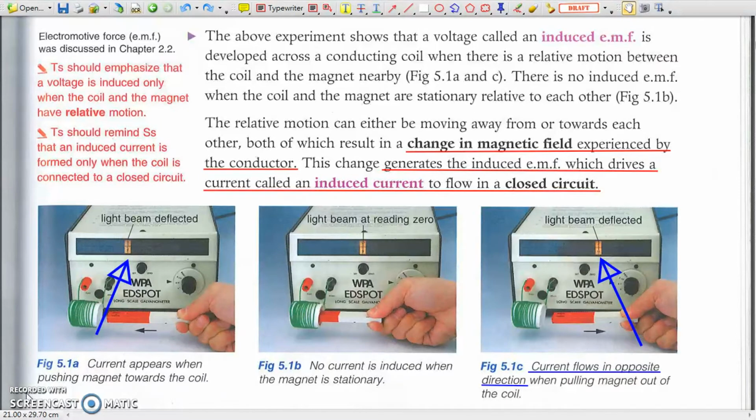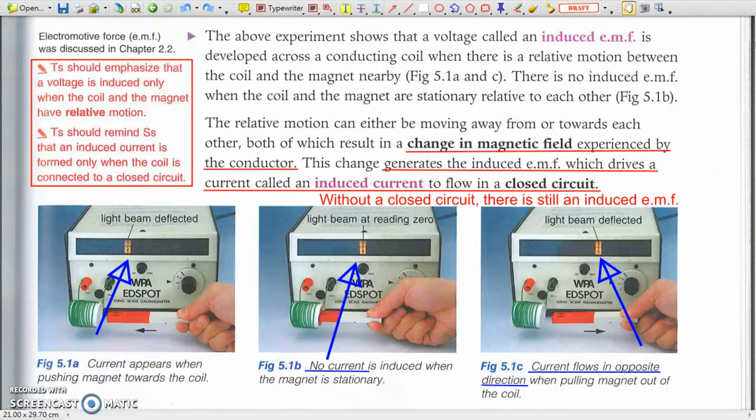If the conductor is connected in a closed circuit, the induced EMF will then drive a current in the circuit. On the other hand, if there is no relative motion between the conductor and the magnetic field, then there will be no induced EMF and hence no current produced. Lastly, what if there is no closed circuit? There is still an induced EMF. Even though there is no closed circuit, there is no induced current flow.